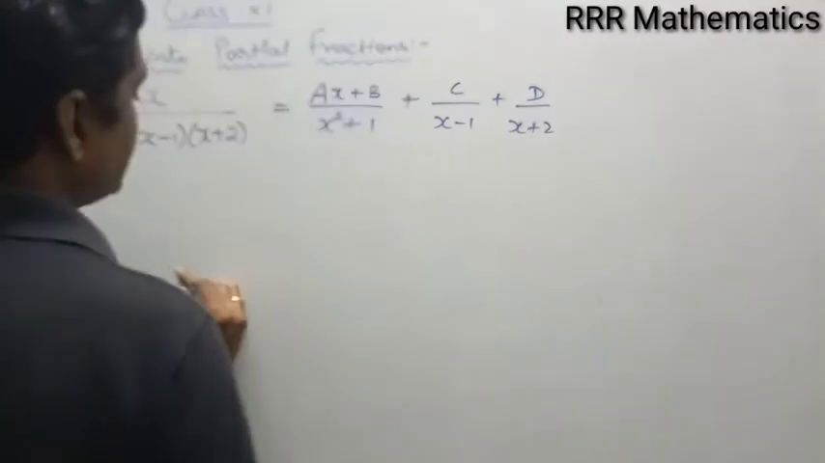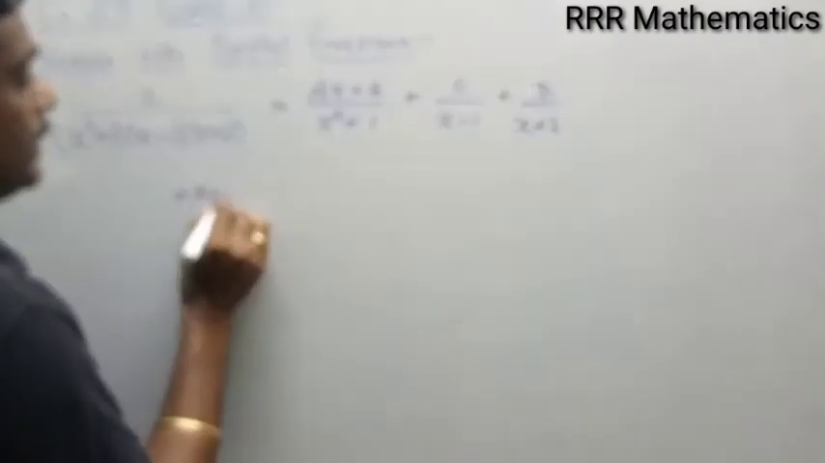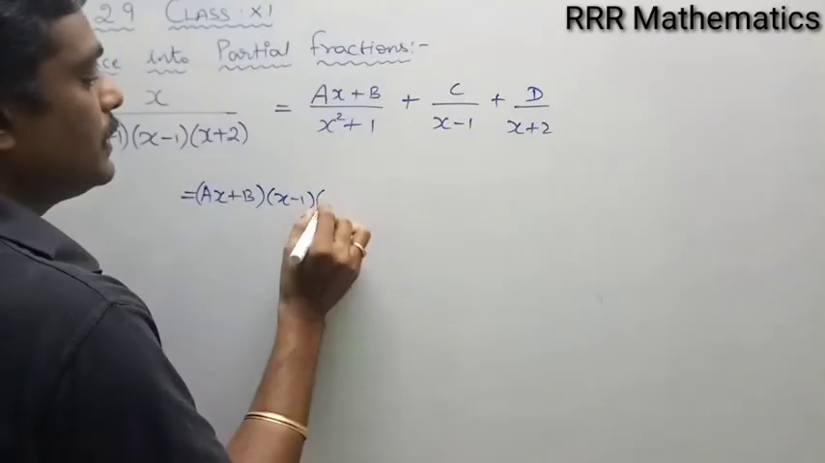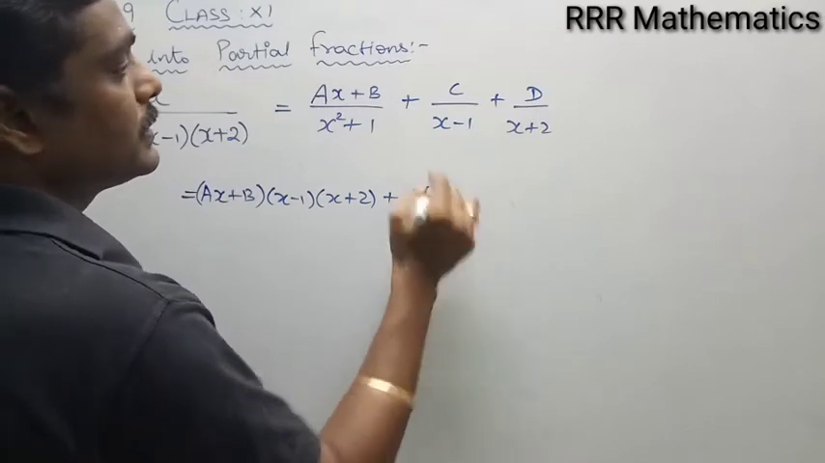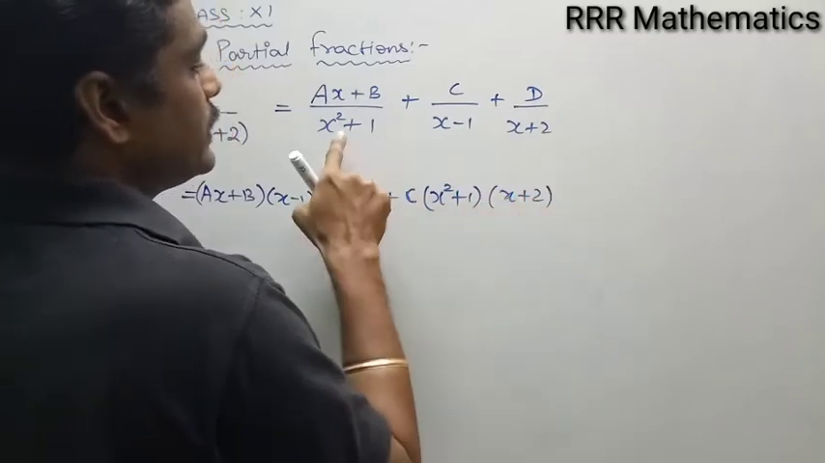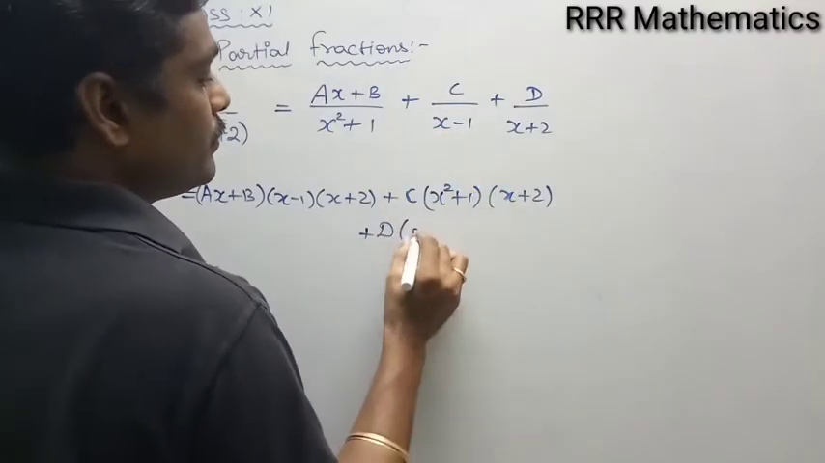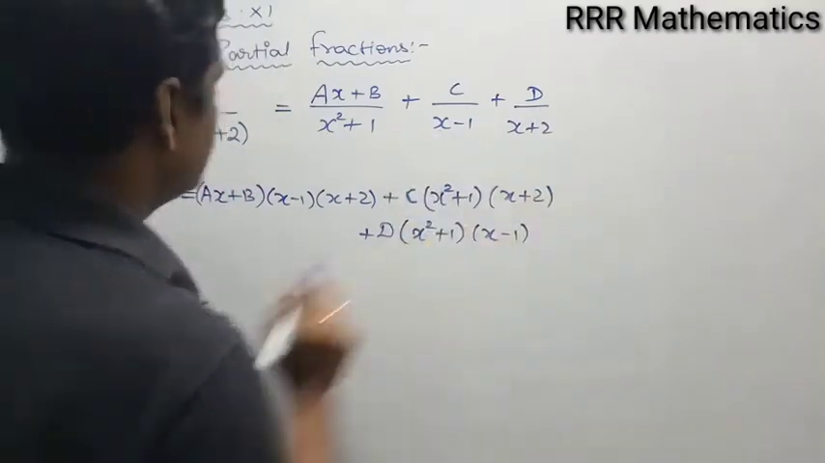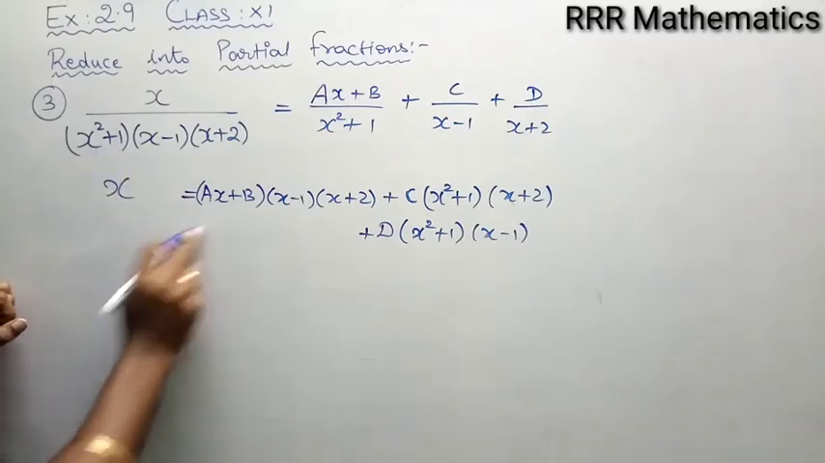Here you wanted to take LCM. See what will happen. A times, when you take LCM, these two will come here: ax plus b into x minus 1 into x plus 2, plus c times, these two will come here, x square plus 1 into x plus 2, plus d, these two will come, x square plus 1 into x minus 1. The denominator is the product of these three, and again I have the denominator x square plus 1 into x minus 1 into x plus 2.